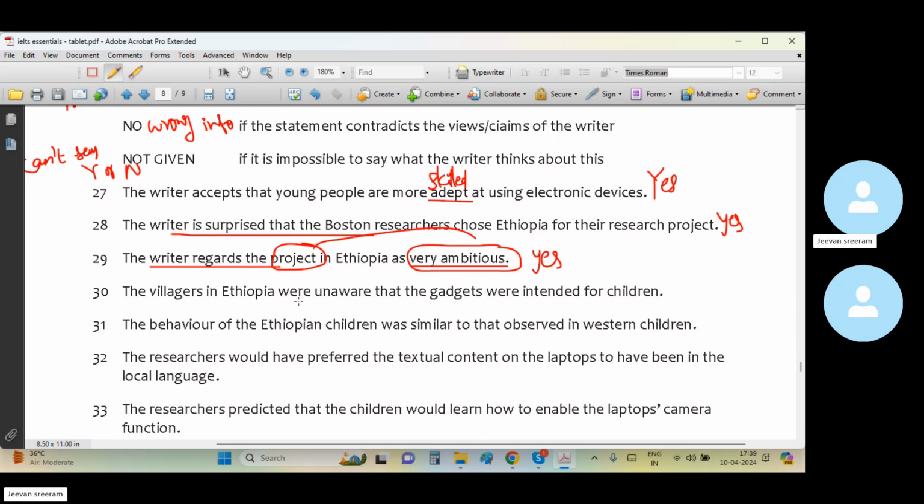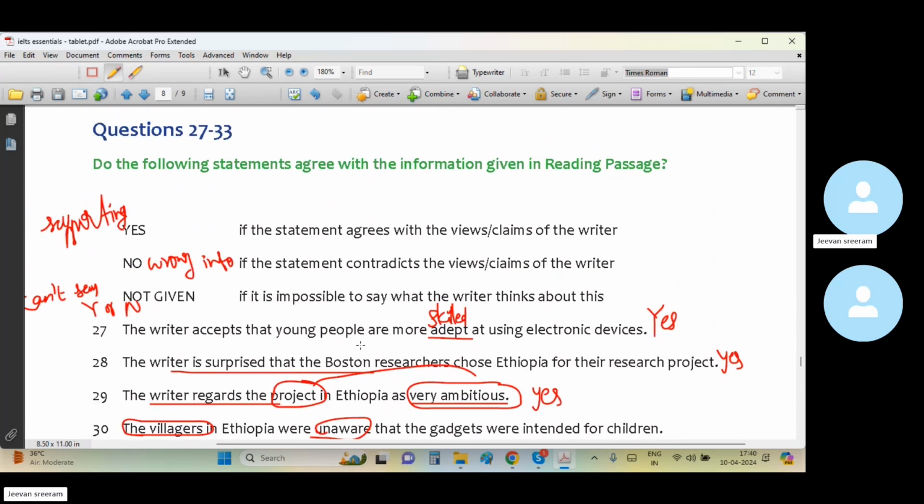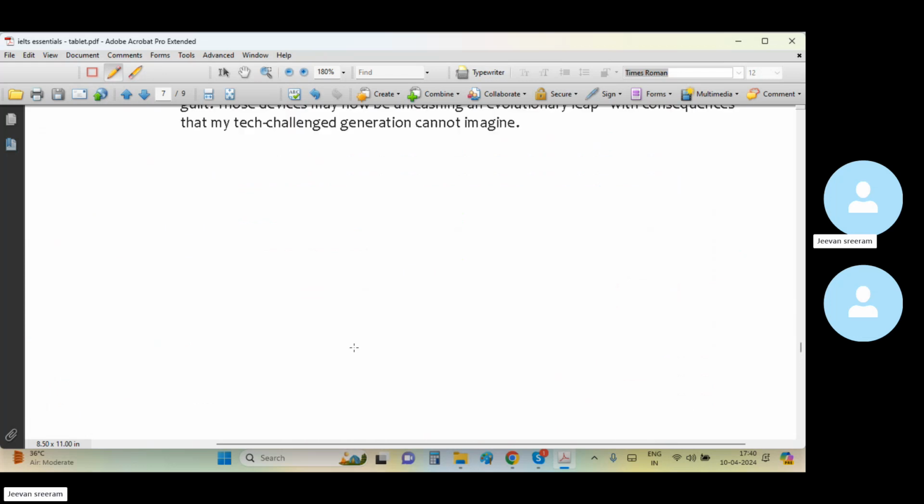The villagers in Ethiopia were unaware that the gadgets were intended for children. The villagers are unaware. Are the villagers really unaware that the gadgets are actually for children? Do they know or don't they know? They don't know. Okay, let's see. Where is the proof line?